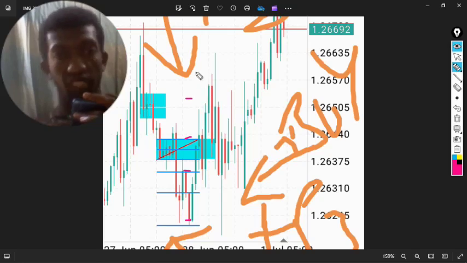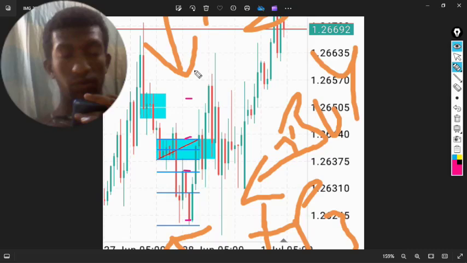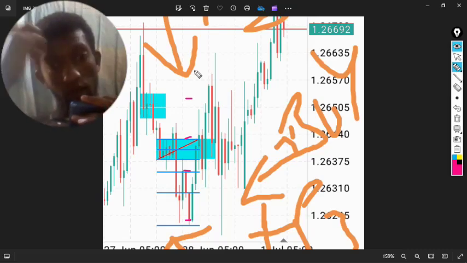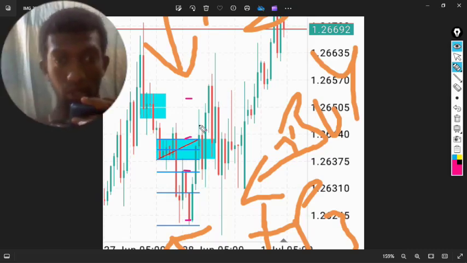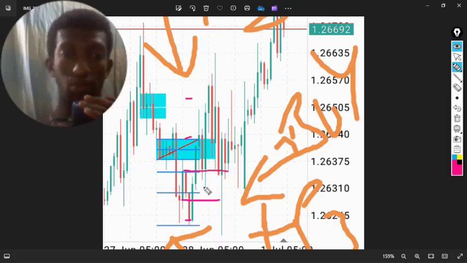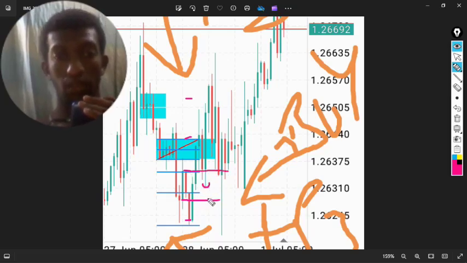Wow, I'm so sorry, look at that. It fell short of it and dumped, right. That could be a buy. This is a silver zone. That could be a buy. This one could be a buy.